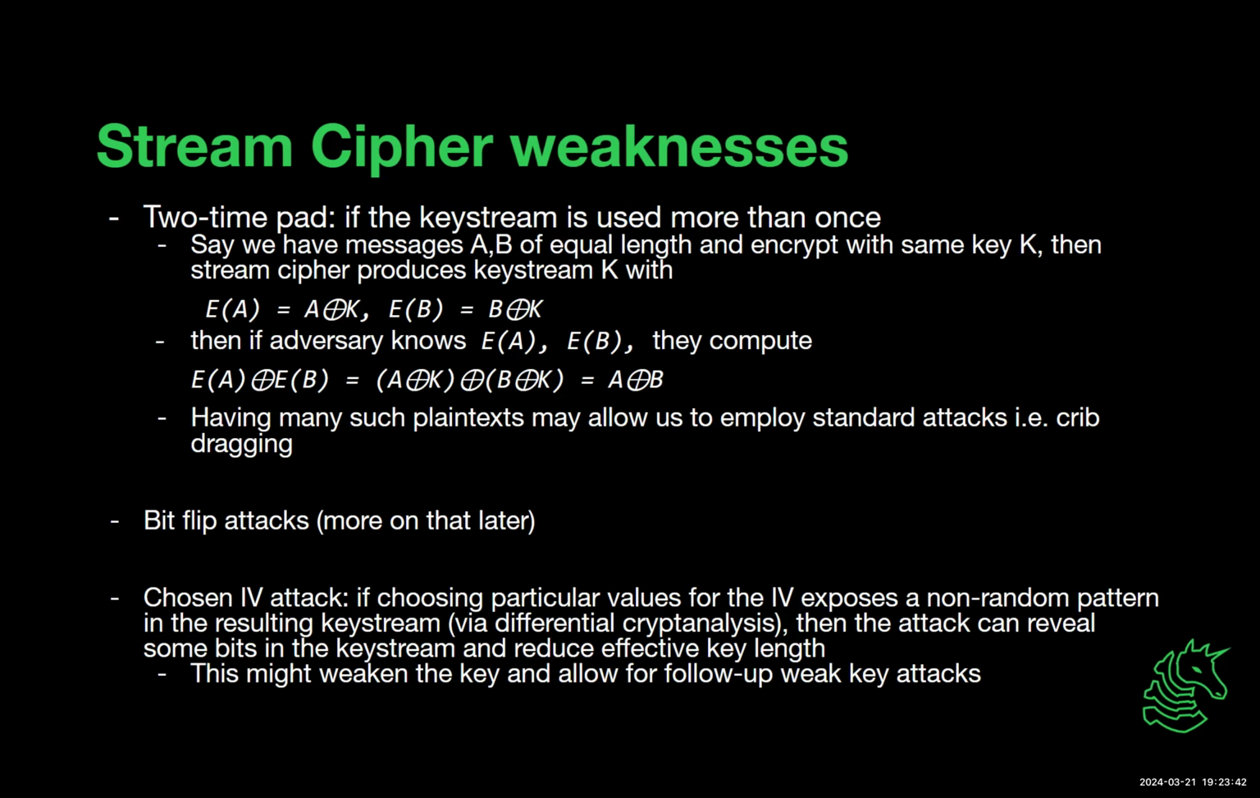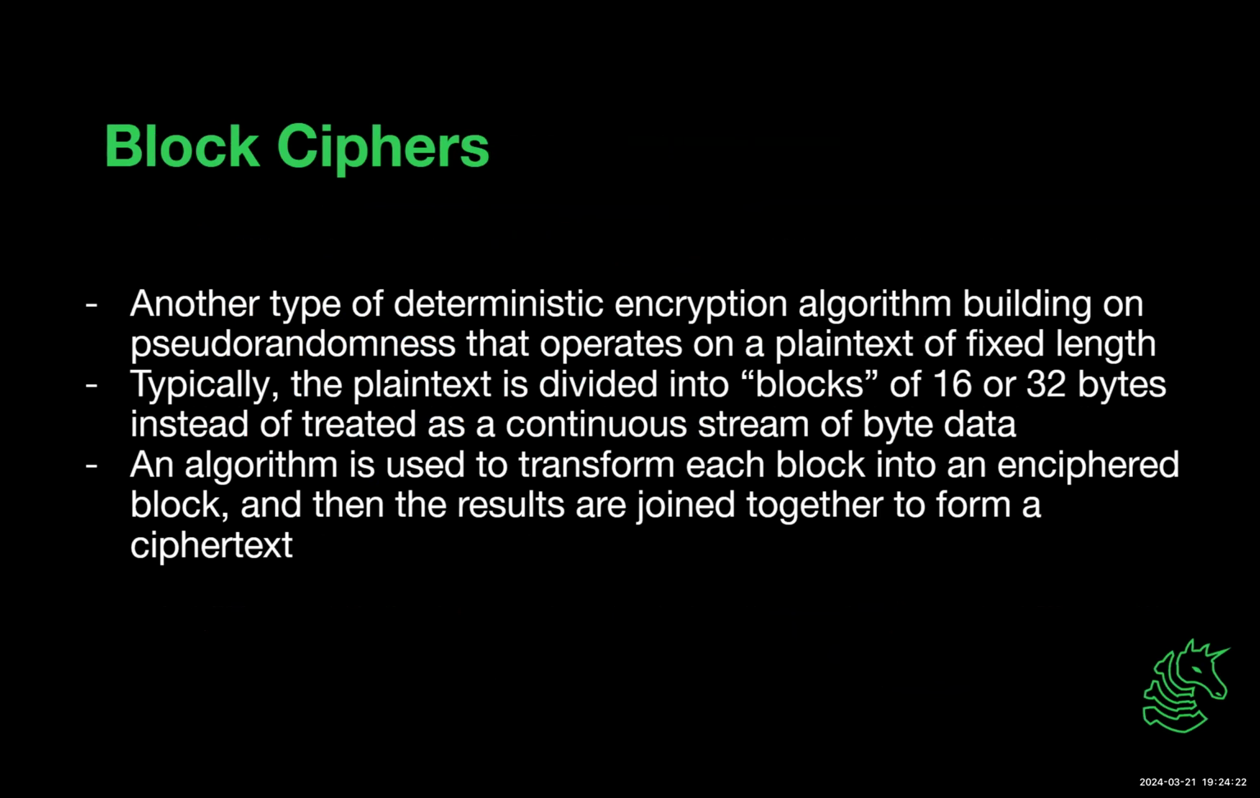And the final one is a chosen IV attack, which is if you choose particular values for the IV, such as making the IVs all nulls, then the resulting key stream can reveal extra patterns and extra bits in the key stream that might not be entirely random. This might weaken the key and make the random bits less, which means the effective key length is now shortened, which you don't want to do, because if your PRG returns a smaller random value, that defeats the purpose. So this might weaken the key and follow up with weak key attacks. So just be aware of those when you see stream cipher problems, that these are some common things that you could do. So we're going to move on to block ciphers now.